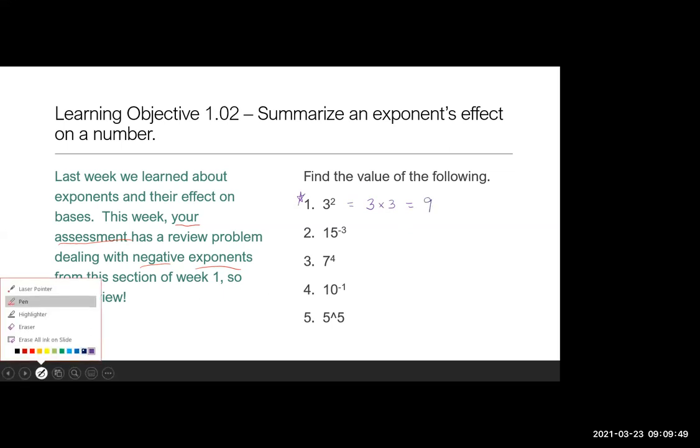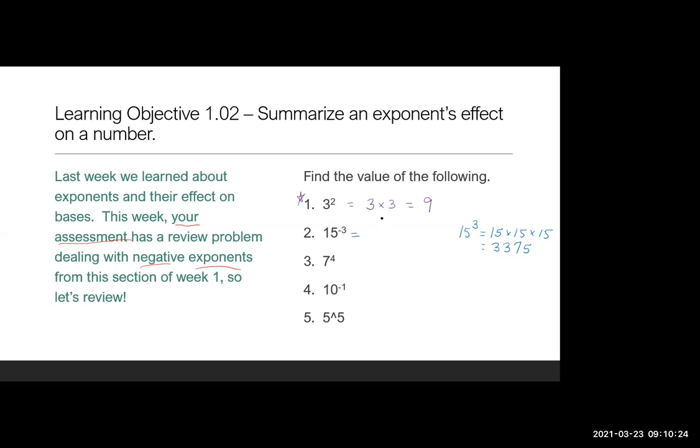Now, when we see a negative exponent, the first thing we want to do is come over to the side and deal with what would 15 to the positive third be? Well, that would mean to write the 15 3 times and multiply. So if we write that 3 times and multiply, getting my calculator here, I get 3,375.